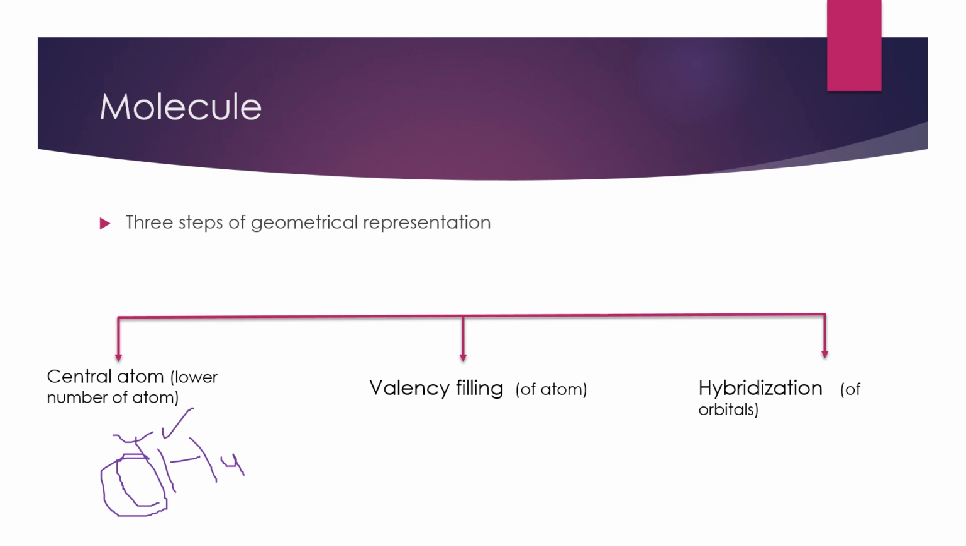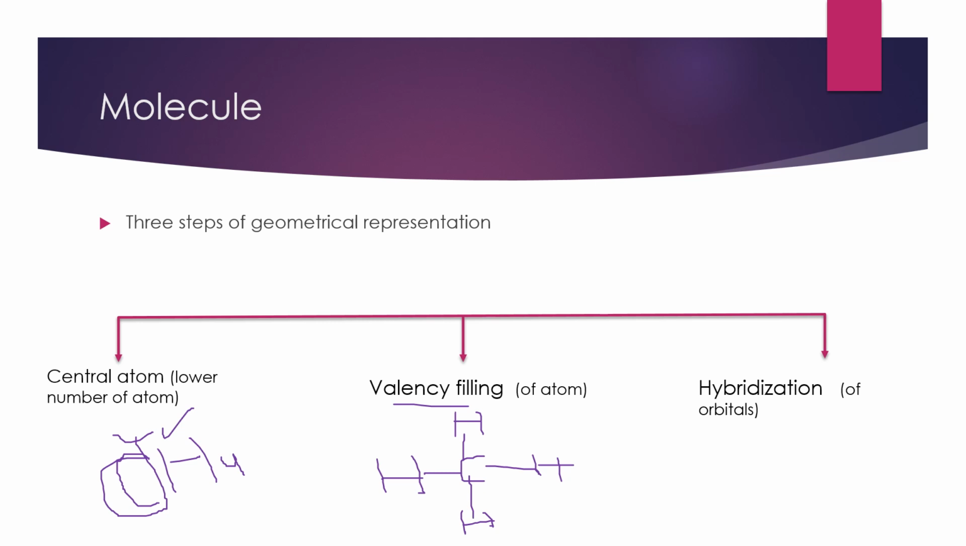The second step is valency filling. Just suppose that we have placed carbon at the center, and in CH4 we have placed 4 electrons at 90-degree angles across the carbon. If we are talking about valence filling, we will combine these electrons with the valency of carbon. All these electrons would be connected as the valence orbit.